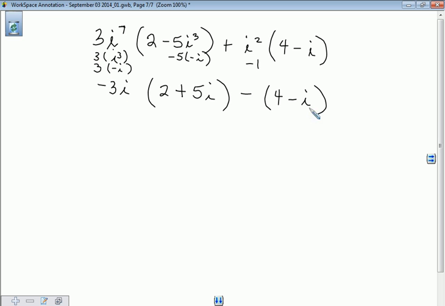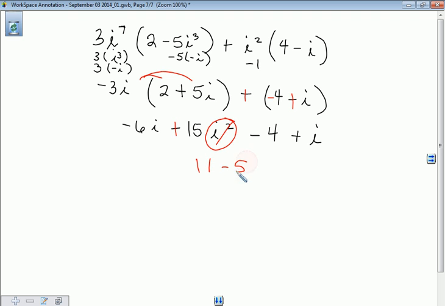Okay, so now once we've simplified everything, we can distribute. So we're going to distribute here, and we get this i squared. And what is i squared the same as? Negative 1. So it changes that to positive. So it gives me 11 minus 5i. Okay, you try the next one.